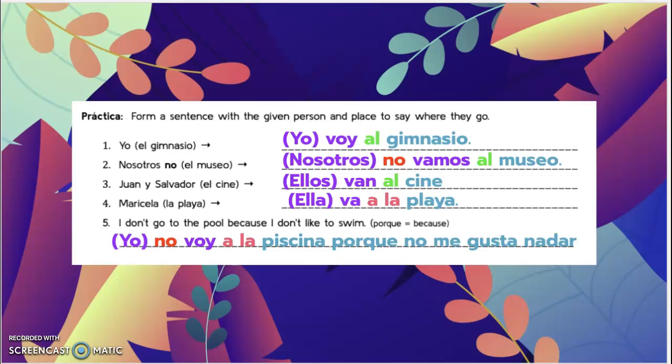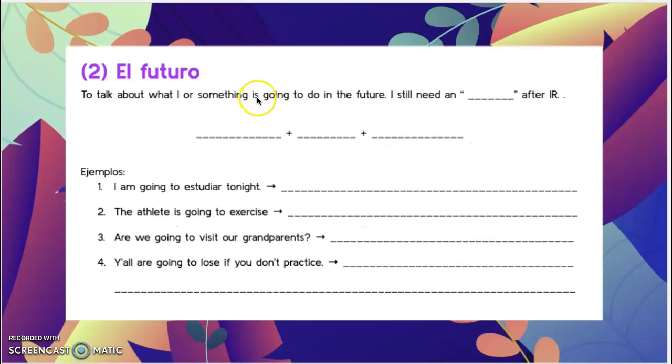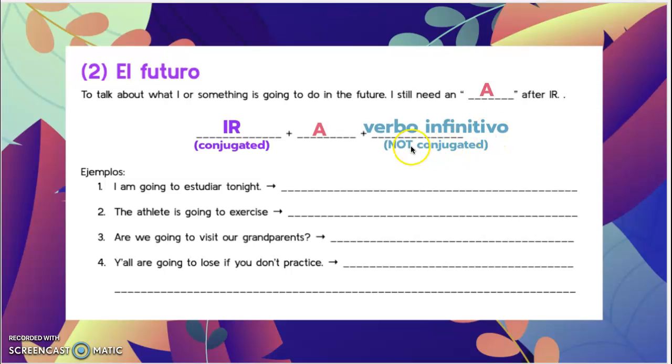Entonces, el segundo uso del verbo ir is to talk about the future, talk about something we're going to do. So we talked about going to a place first, now we're talking about something that we are going to do. We still need that secret ingredient of the a after ir. So similar to what we saw when we talked about los lugares, we're going to start with the form of ir conjugated, followed by a, and instead of having el lugar here, we're going to have un verbo infinitivo. Remember, un verbo infinitivo es un verbo no conjugado, not conjugated.